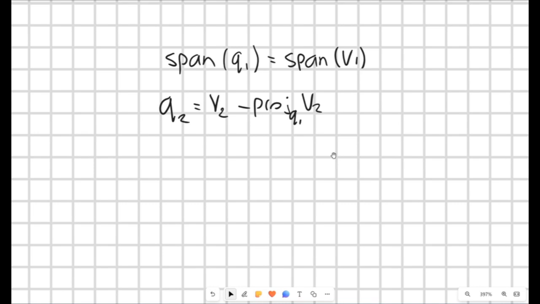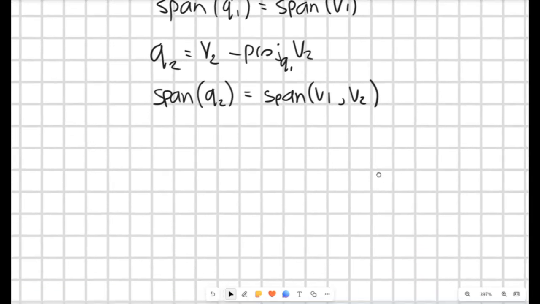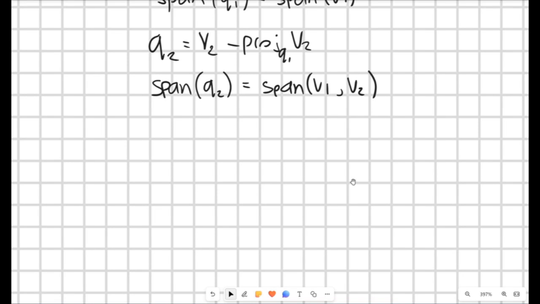So from that, we know that the span of Q2 is equal to the span of V1 and V2. Like I say, because Q2 is made of a linear combination of V2 and some sort of projection onto V1. We keep going, so we'll do one more. Let's say that Q3 is equal to, so remember it's going to be V3 minus the projection onto Q1 of V3 minus the projection onto Q2 of V3.